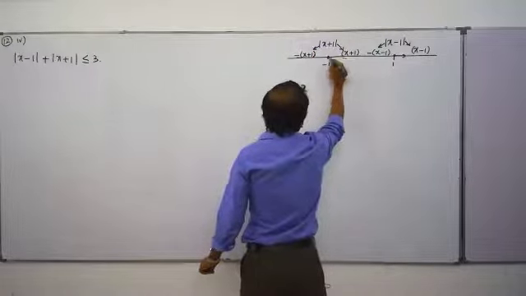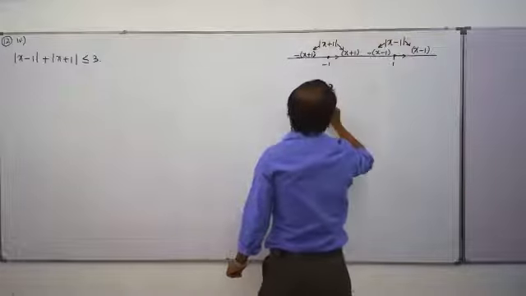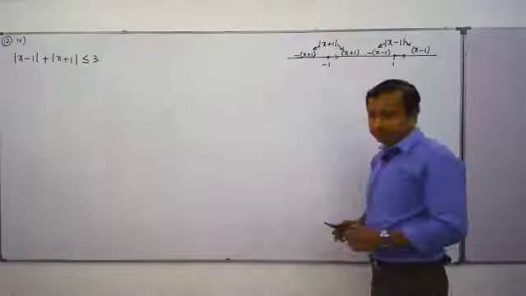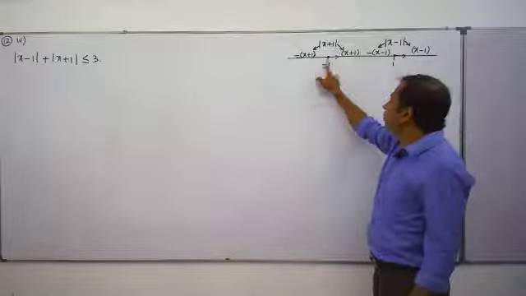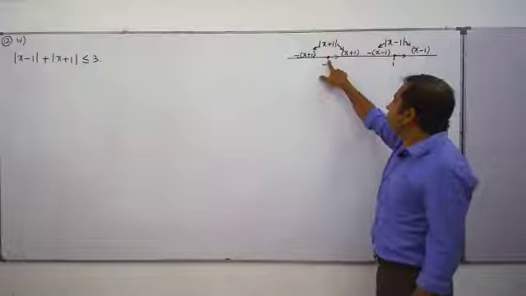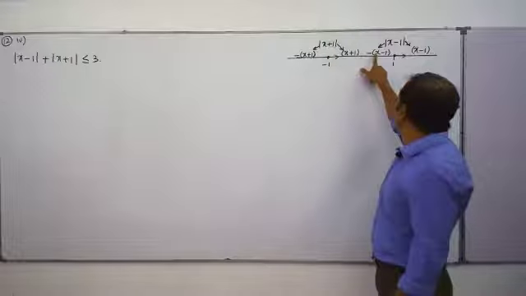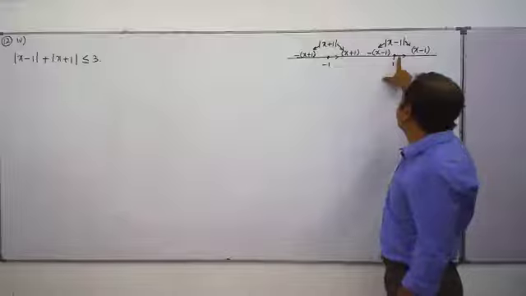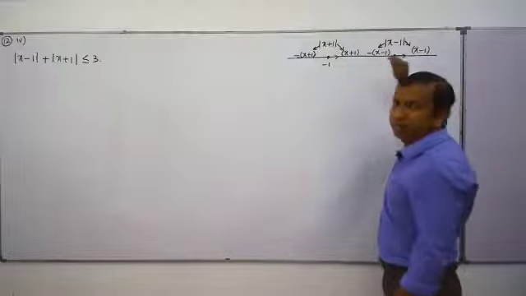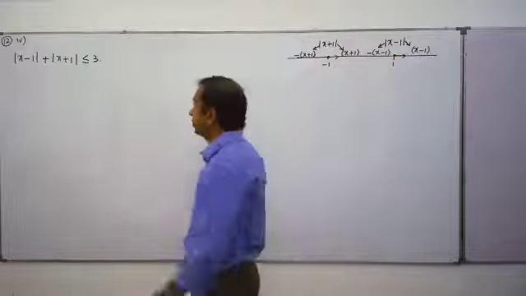Including minus 1 to the right hand side. So what's the interval? Minus infinity up to minus 1, but excluding minus 1. Including minus 1 up to plus 1, excluding plus 1. And including plus 1 up to infinity. They are the three regions, right?